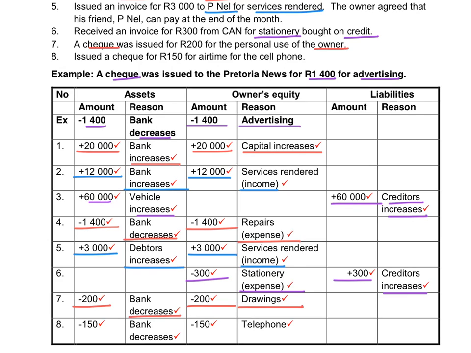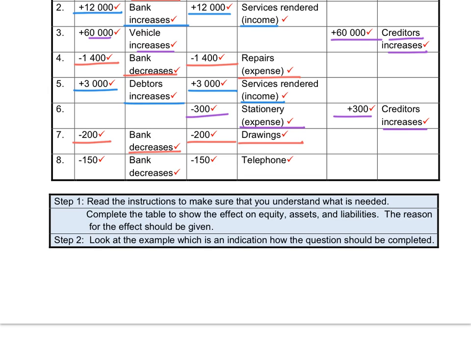Issued a check for 150 for airtime for the cell phone. So money went out of the business to pay for the telephone. The bank decreases assets with 150 rand. Telephone is an expense that will decrease profits with 150 rand.